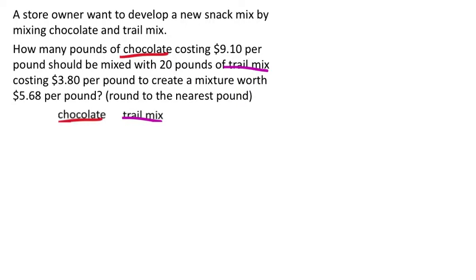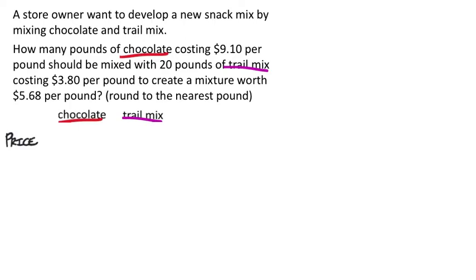Now, we've got two equations to write, on the chocolate and the trail mix. The first thing that I noticed here is that we have a price for the chocolate, a price for the trail mix, and then a price for the mix. So let's create an equation just based off of the price. I guess you could say cost if you wanted to, but it doesn't matter.